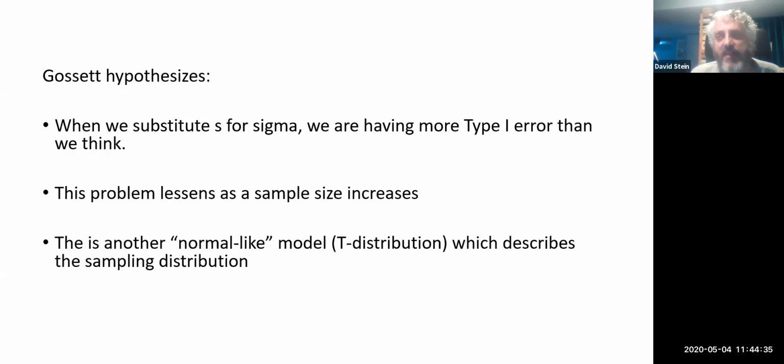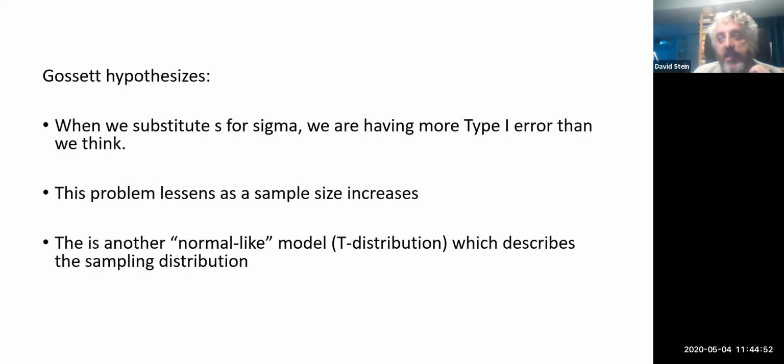Okay, then he makes this huge hypothesis. The hypothesis is that the normal model, when we do this substitution, isn't quite right anymore. And he hypothesizes that there's this other mystery distribution out there, that it's kind of normal, but a little bit different.